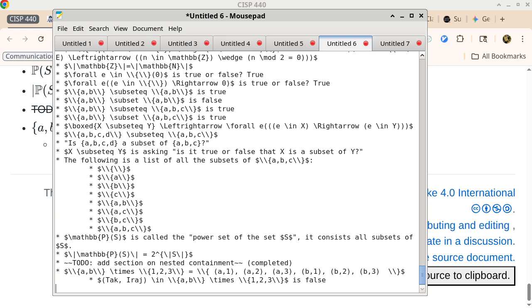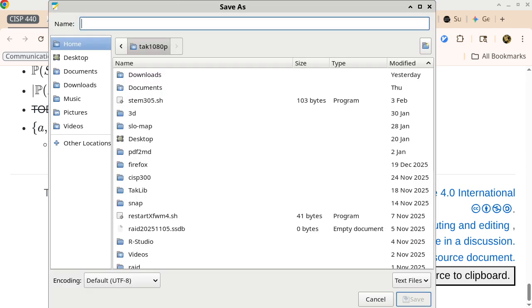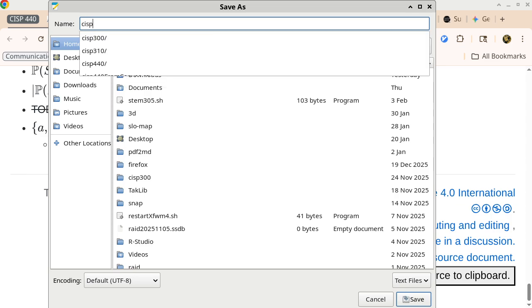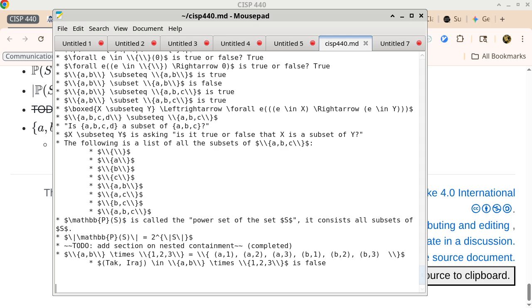So you just keep doing this for all the modules that you want to include. That means when you need to include new modules, you have to reopen this file. So I would save this file, which is a concatenation of all the reading material, locally on your drive, so that when you want to add more material to it, it's easy. You don't have to go through this whole process again. Let's say we save this file with Control S, and we'll put it in my home folder. I'll give it a specific name right now, CISP440.md. However you want to save it, it's just a regular text file.